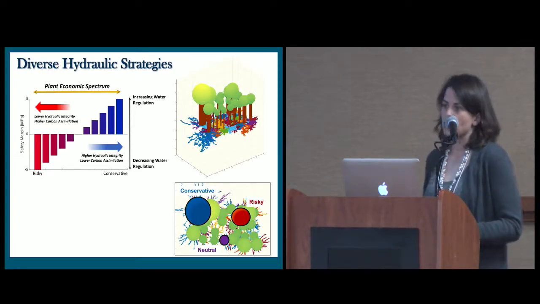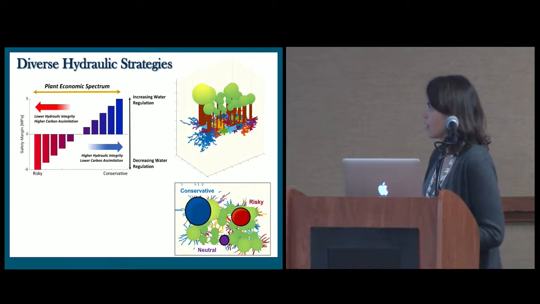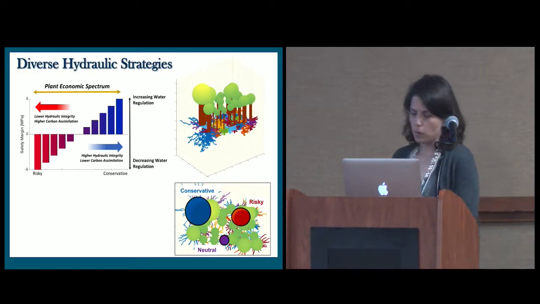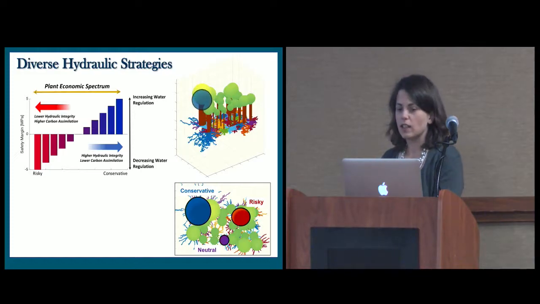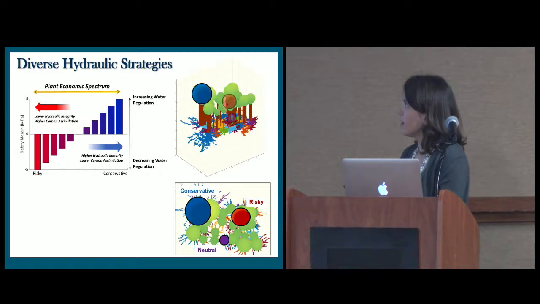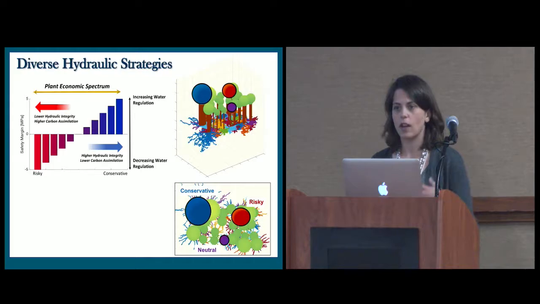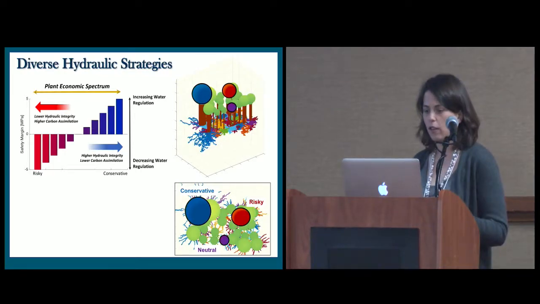So in biodiverse environments like the Amazon, you have trees that can run the gamut of these spectrums, from conservative, risky, to neutral. And what we're trying to do is figure out who to assign which strategies and how those strategies work together on a community level.